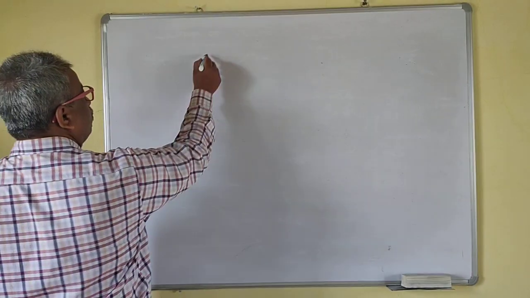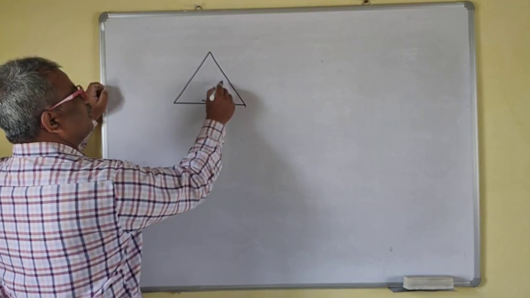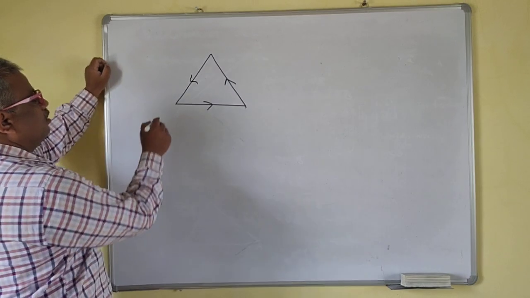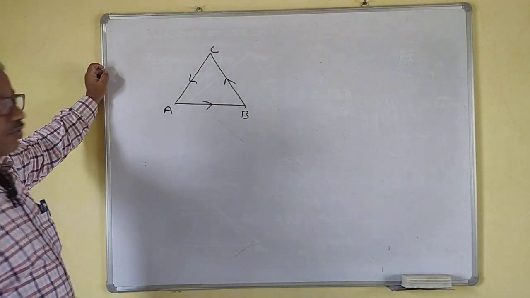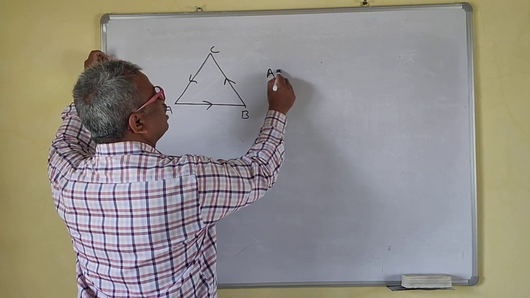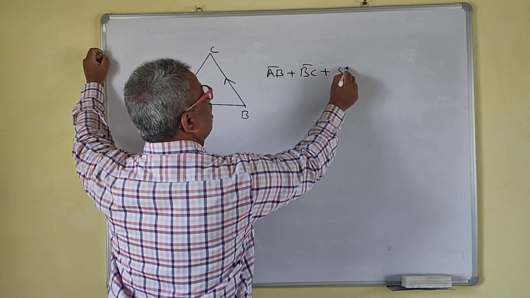Now suppose we have a triangle like this. Suppose this is A, this is B, and this is C. Now we do this addition: AB bar plus BC bar plus CA bar.